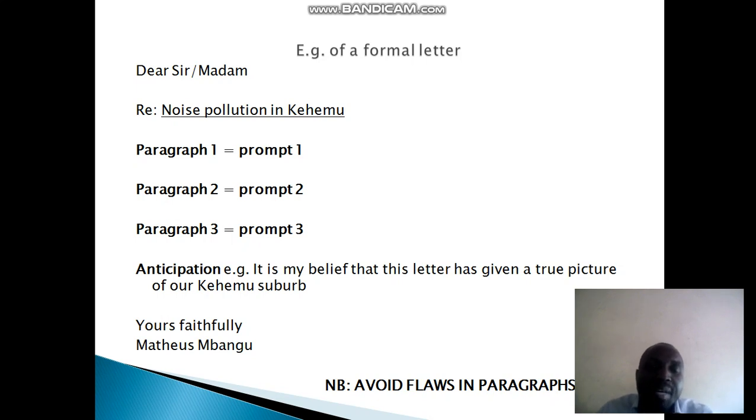So paragraph 1 must consist of the first prompt, paragraph 2 the second prompt, paragraph 3 the third prompt. Then from there I have my anticipation. Anticipation, like I said, is what you are expected in return after you have written this letter. Then from there you sign off. It's very important that you avoid flaws in paragraphing.